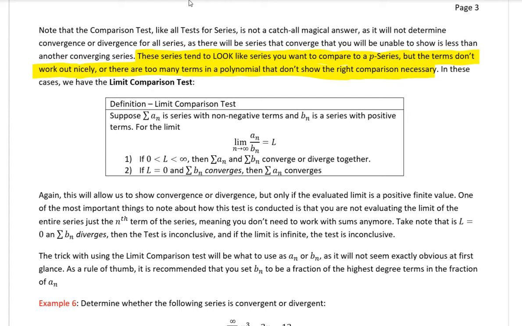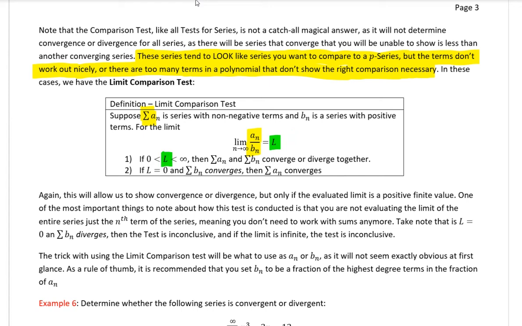A limit comparison test is where you take your series a sub n. So that's the series you start with. And where you're going to compare to is a series b sub n with positive terms. We say positive because we're going to throw these over each other. We're going to take the limit of a sub n over b sub n. Note that this is not the summation of a sub n over the summation of b sub n. We just want to take the nth term of a over the nth term of b and evaluate what that limit equals, which I call L.